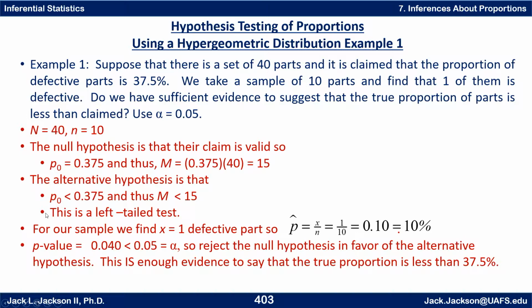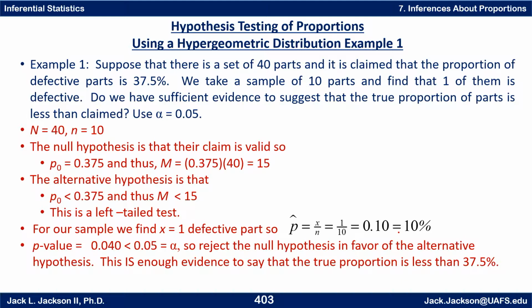So, summarizing, capital N is 40, the population size, little n is 10. The null hypothesis, their claim is valid, so P naught is 0.375 and thus M is 15. The alternative hypothesis is P naught is less than 0.375, so M is less than 15. It's a left-tailed test. Our sample had one defective part, which is a p-hat of 10%. The p-value is 0.04, which we computed from a hypergeometric distribution.